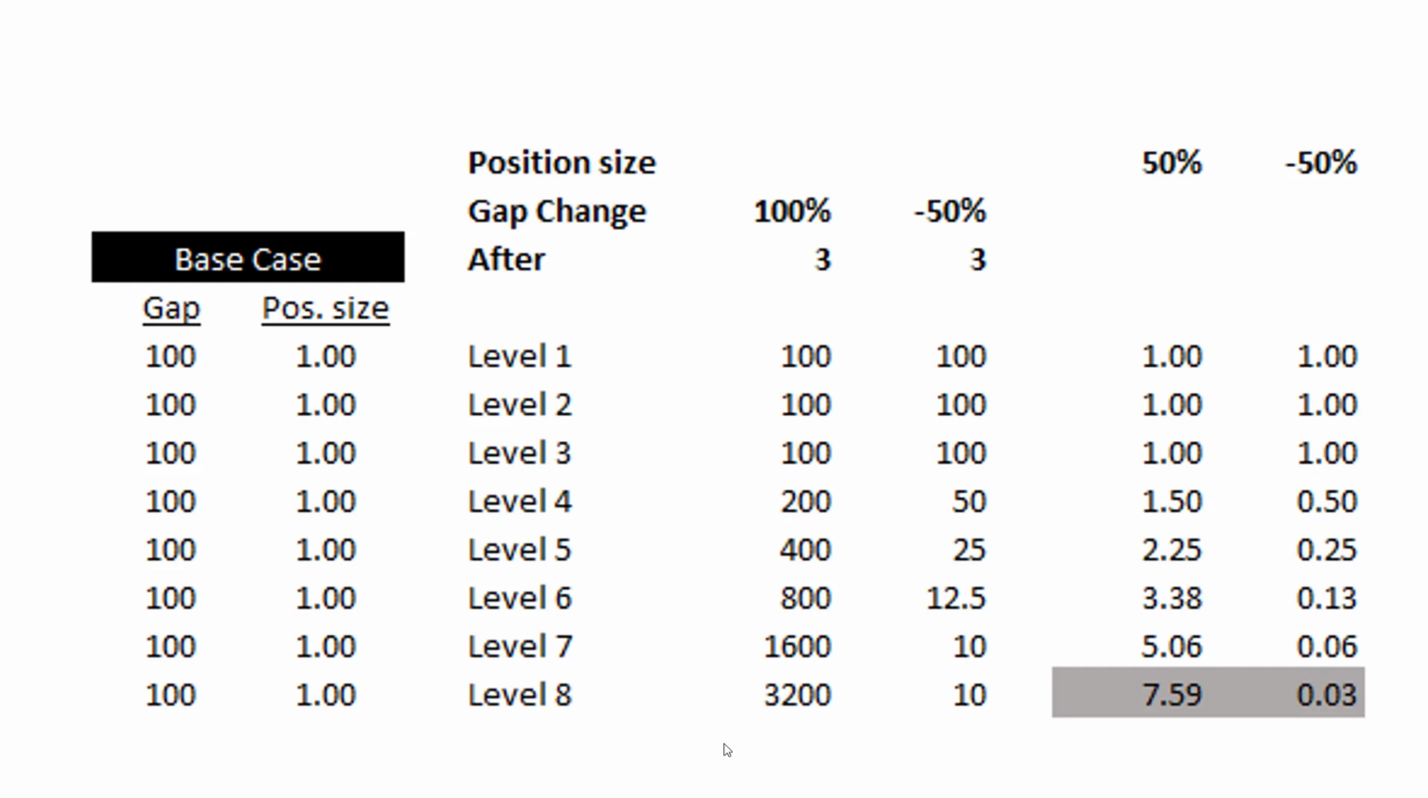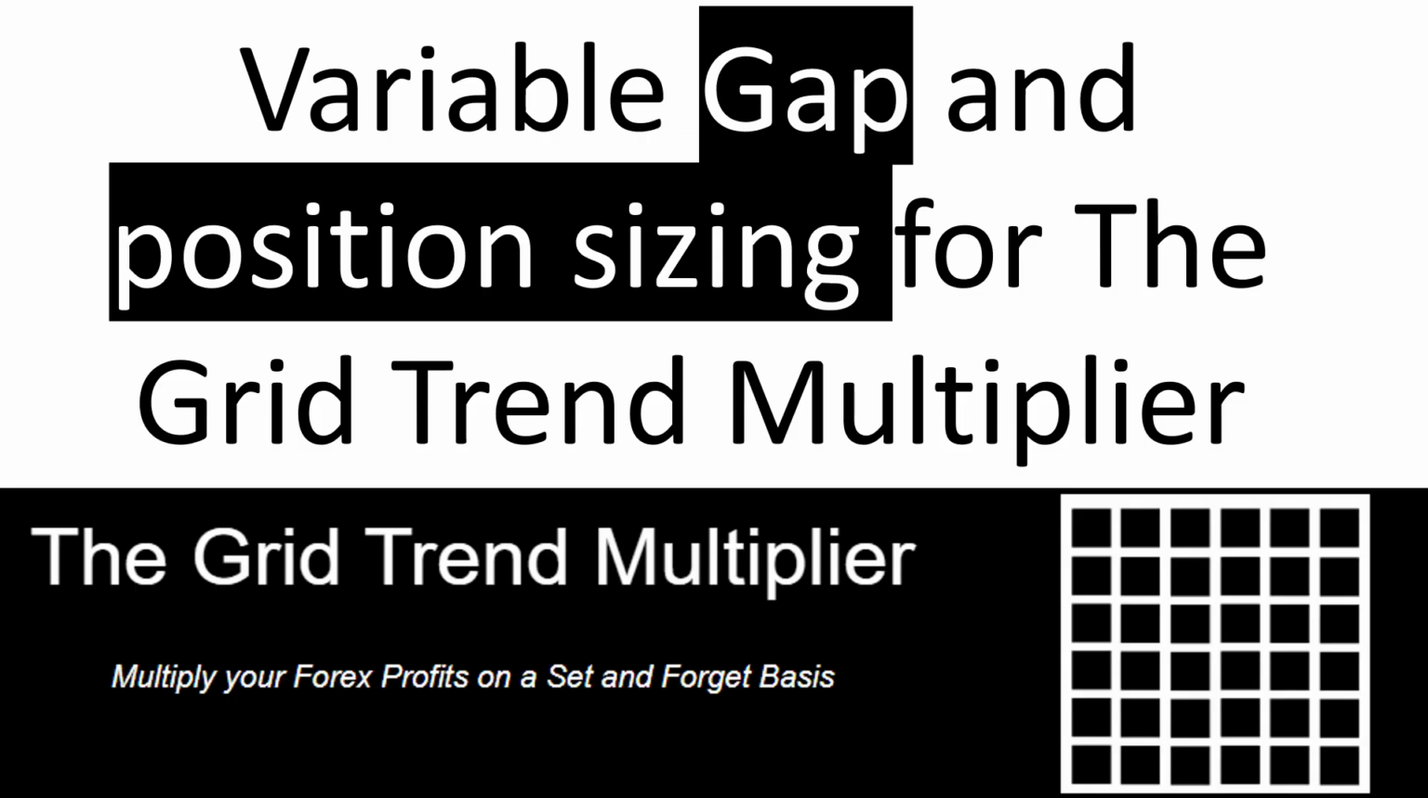Just to emphasize again, this is only for counter trend movements. It isn't for with the trend movements. Now, these variable gap and position sizing adjustments are really risk control adjustments to make sure that you don't get hurt too much in big trends.